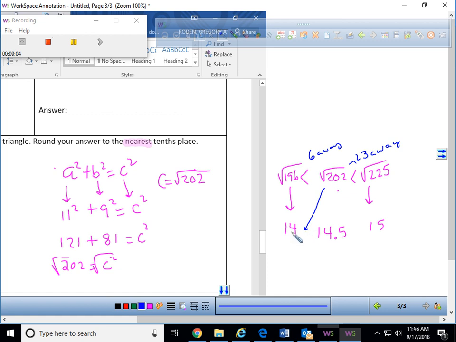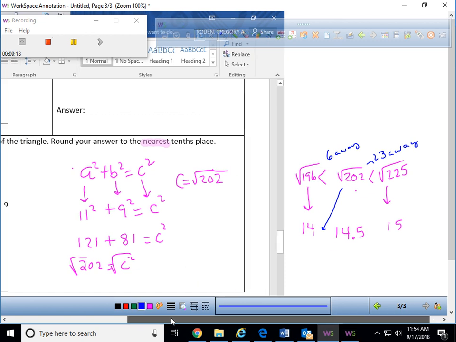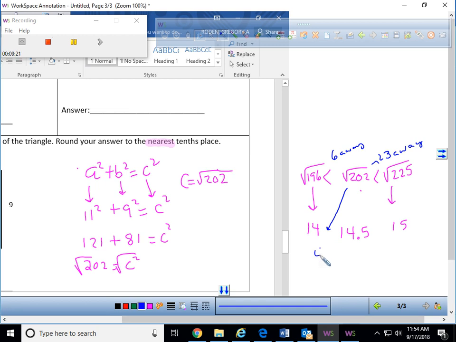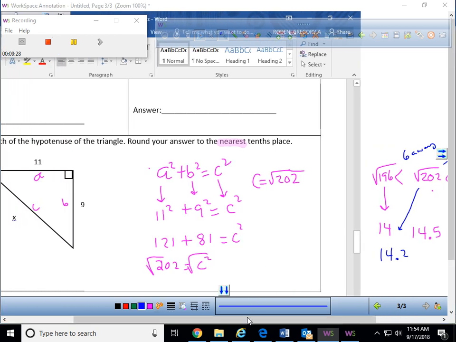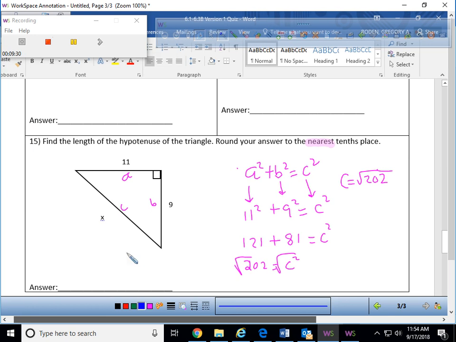So what's a decimal that's bigger than 14, less than 14.5, and pretty close to the 14? I would say, I don't know, somewhere maybe around 14.2, I would guess. That's pretty in between those two. Maybe just go in between these two, about 14.2. We're not going to get too worried about the exact decimal as long as you're on the right side of the 0.5. So we're going to say about 14.2 equals C.